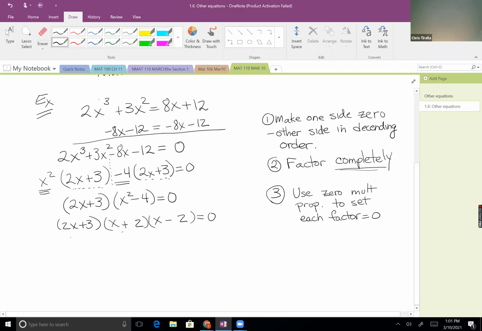And so this was a third degree equation. And since it's a third degree equation, I'm going to have 3 equations to solve here after I set each factor to 0. And so we'll solve those resulting equations.